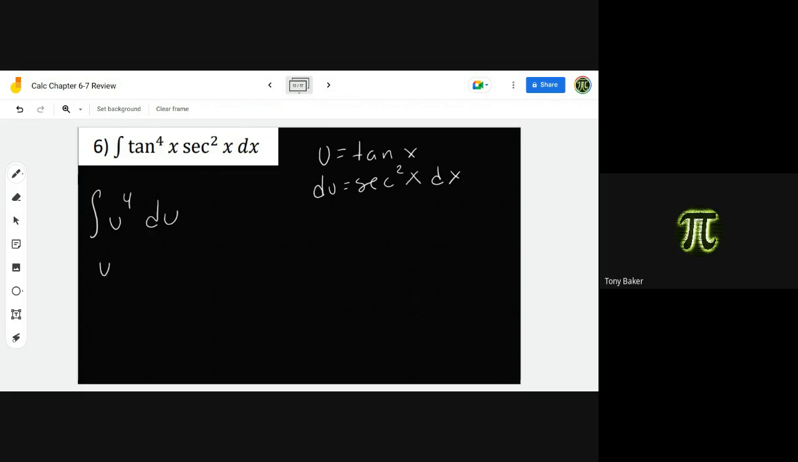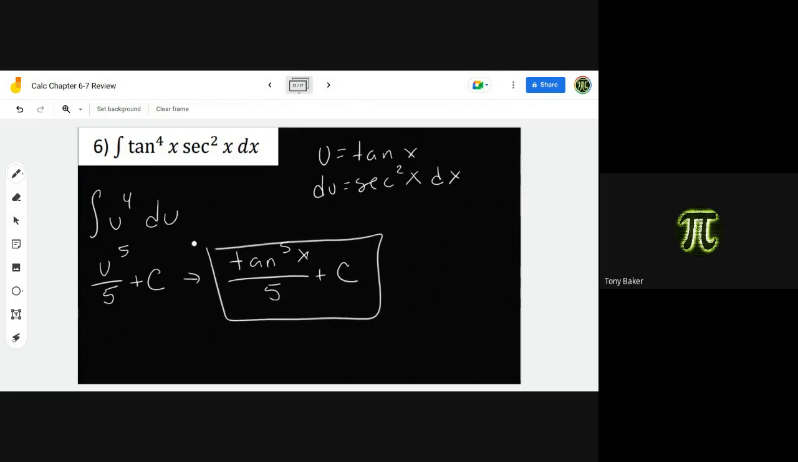So I end up getting u to the 5th over 5. So it's tangent to the 5th x over 5 plus c. That's it.